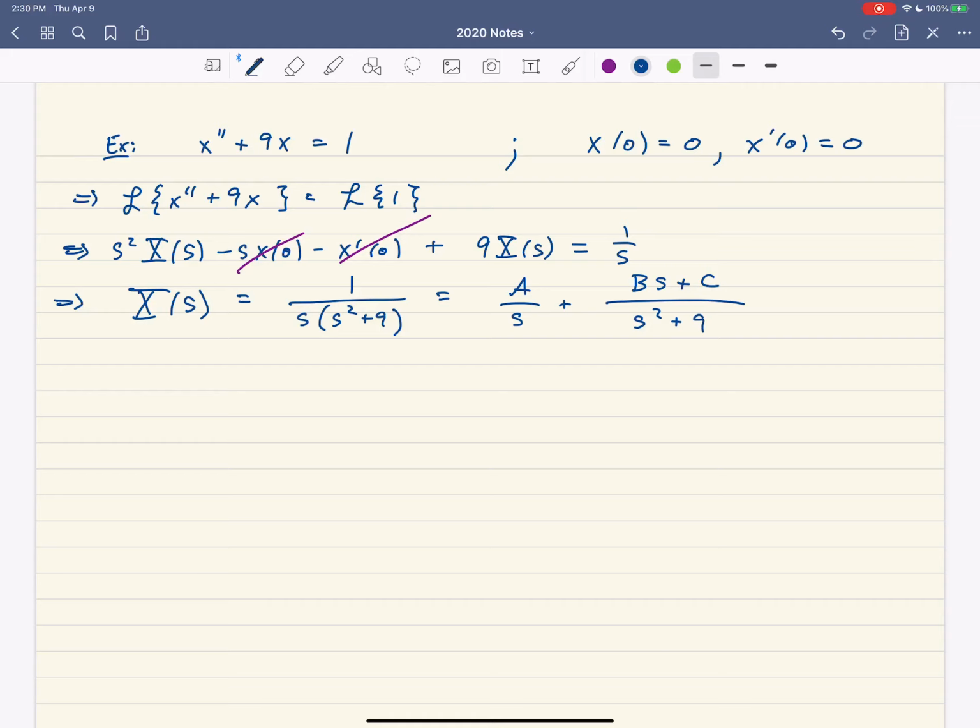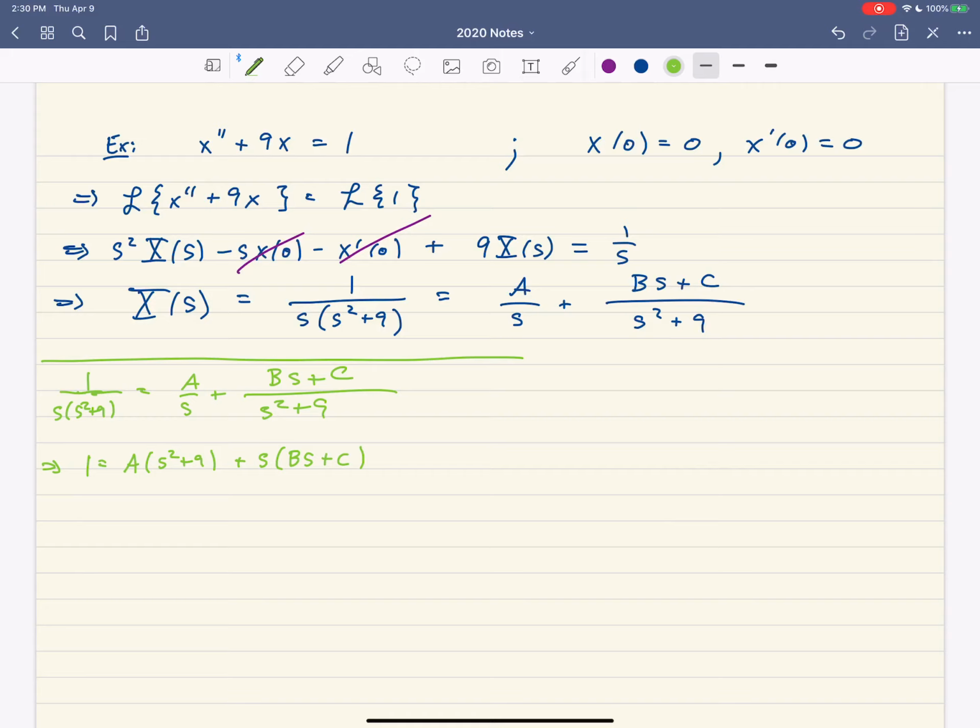As a review of partial fractions, let's do this together, but off to the side. If I have 1 over s times (s squared plus 9), how do we find the values of A, B, and C so that we can write it in a partial fraction decomposition? We start by multiplying both sides by the denominator on the bottom left. What we end up with is 1 equals A times the quantity s squared plus 9, plus s times (Bs plus C).